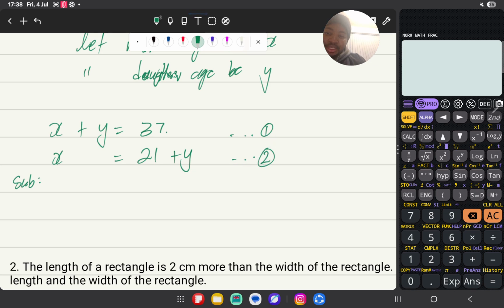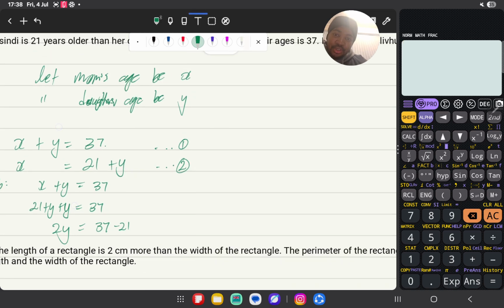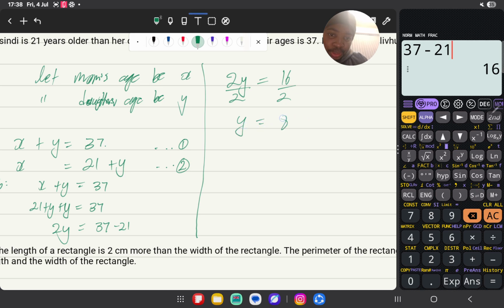We substitute this into this, so you have X plus Y equals 37. Therefore you have 21 plus Y plus Y, which is 37. 37 minus 21, 2Y equals, probably 16. 37 minus 21, yes, it is 16. Then you divide by 2 on both sides. Divide by 2. Y gives you 8.